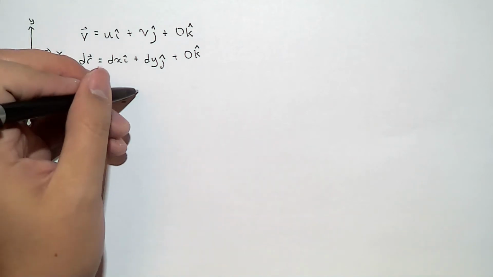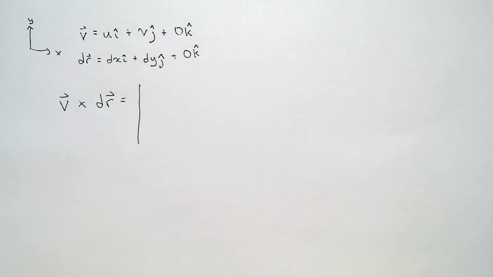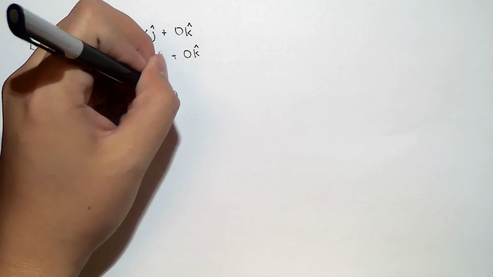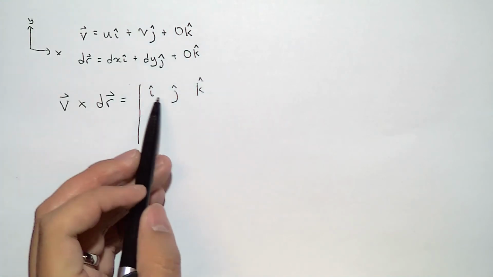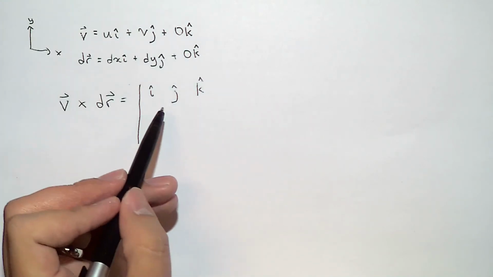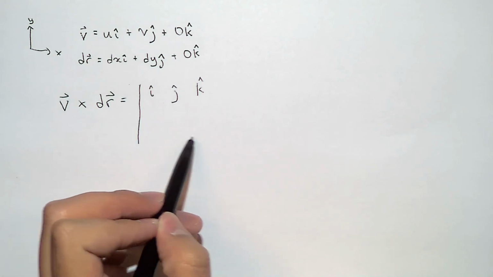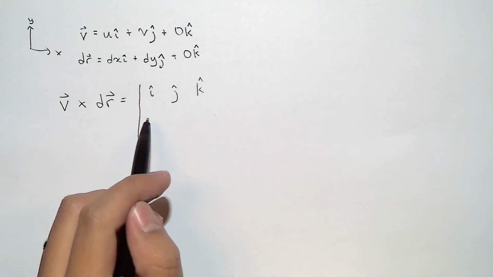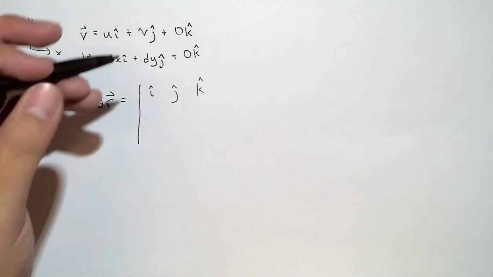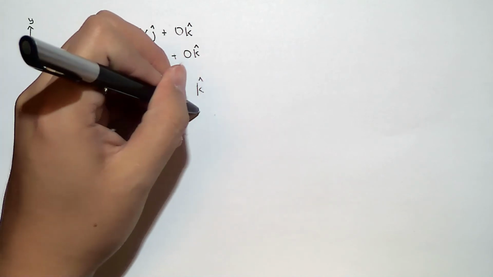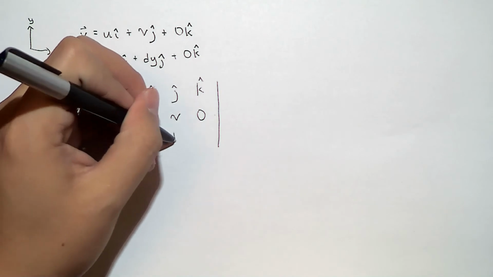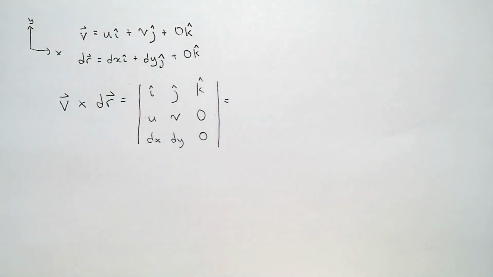Hopefully we're getting a good review in our vector operations, but if you don't remember, it's okay. The determinant matrix in a cross product is simply i, j, and k, so the directional unit vectors, the terms of the first vector, the terms of the second vector. So if I'm looking at the terms of the first vector, my velocity vector, what terms would I write? u, v, 0. What about for my position vector? That's correct. dx, dy, 0. And now I can solve this determinant in order to find the cross product.